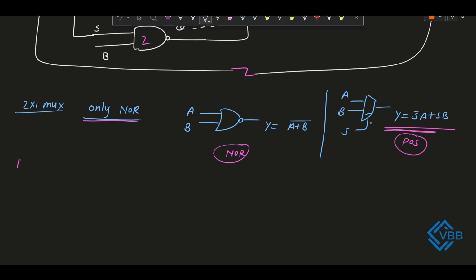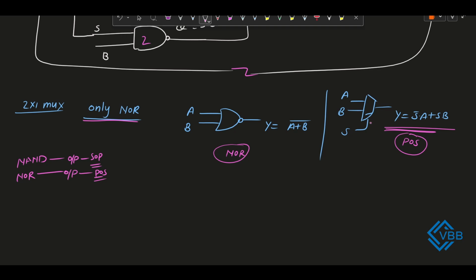For NAND gate implementation, first try to convert the output in SOP format, because the NAND gate output is produced naturally in SOP format, so that the implementation using NAND gate will be easy. Similarly for the NOR gate, try to convert the output that you are going to implement in POS format, so that the implementation will be easy.